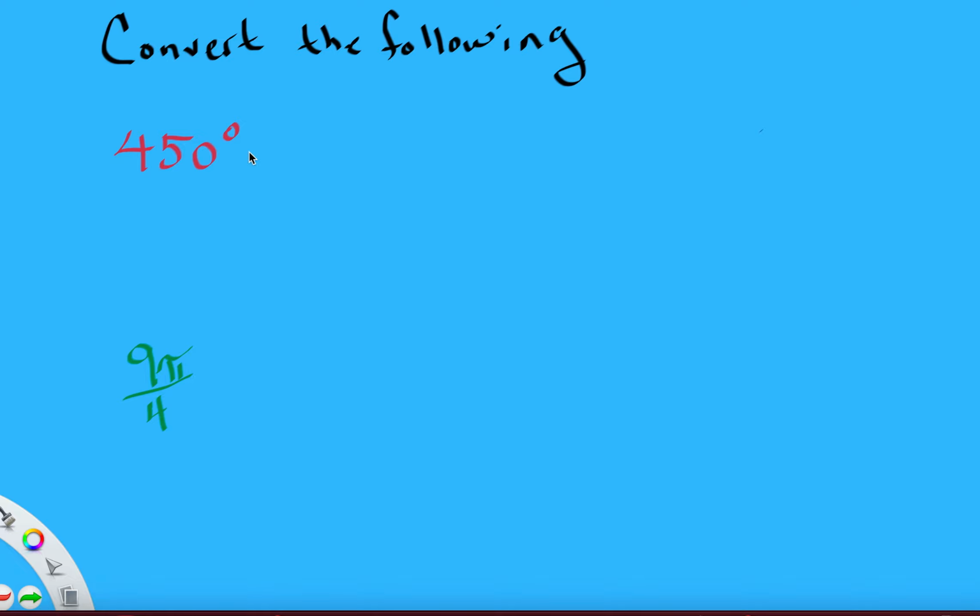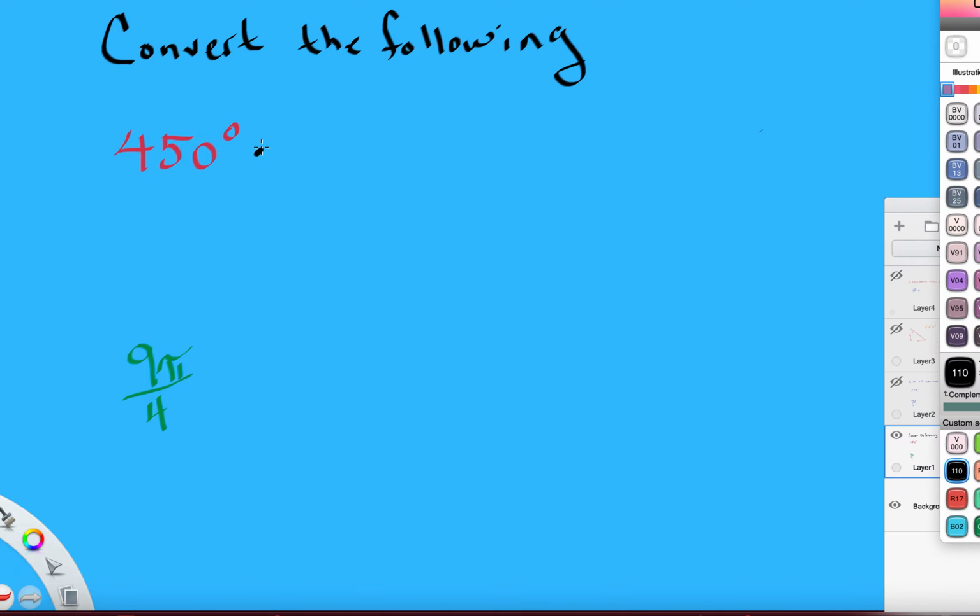So I'm going to go ahead and show you how to convert from degrees to radians. Obviously, you multiply by pi over 180 degrees. Okay, and go ahead and write this out. 450 degrees over 180 degrees. Don't forget that pi over here. Great.